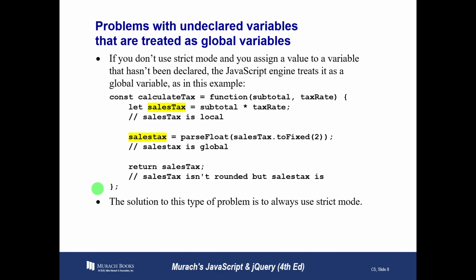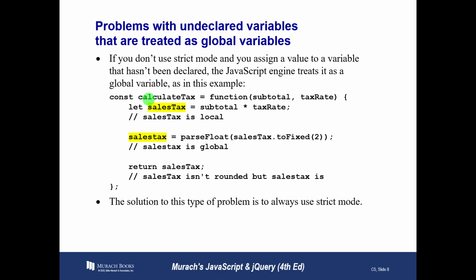Here's a big one. Students come up to me all the time: hey, this worked, and I was surprised it worked. I made this variable with the wrong name, and it let me. Okay, so we've talked about strict mode a little bit, and now we're going to get serious about it. If you don't use strict mode and you assign a value to a variable that hasn't been declared, the JavaScript engine treats it as a global variable. And we've already talked about the fact that global variables are not great things. We don't want to use globals if we can help it. It's better to use locals and pass things to and from functions.